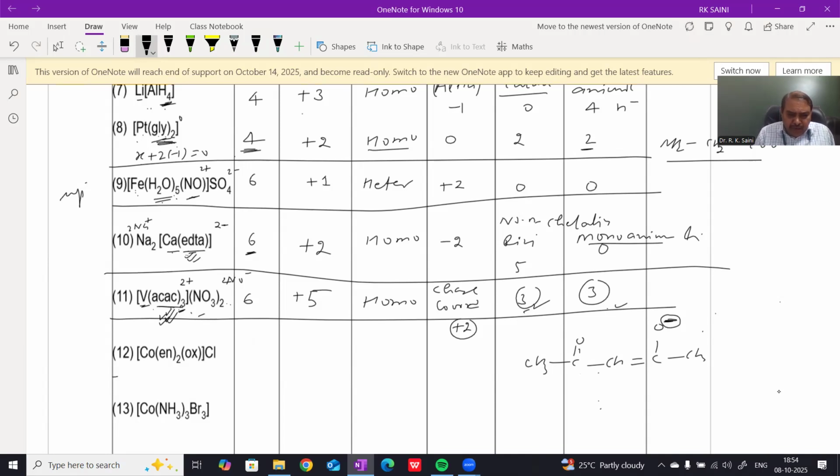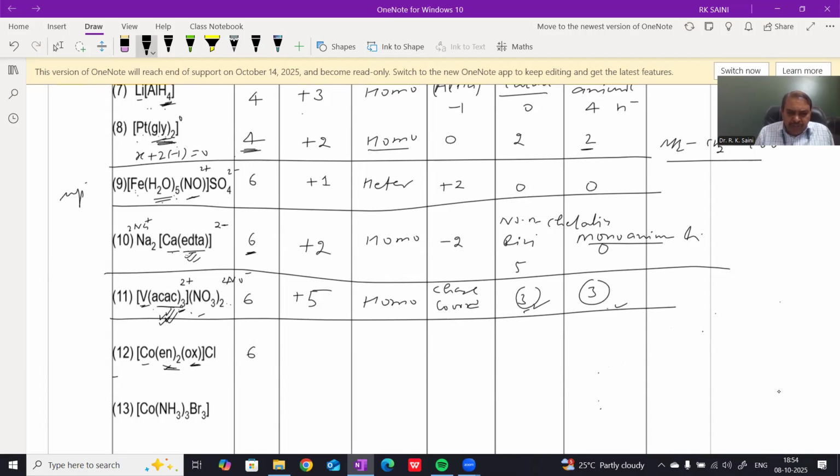Question next, 12. What is the coordination number? Ethylene diamine is a bidentate ligand. Oxalato is also a bidentate ligand. 2 ethylene diamine bidentate, 1 this. Therefore, the coordination number of the central atom cobalt is 6. Number of sigma bonds, particularly.